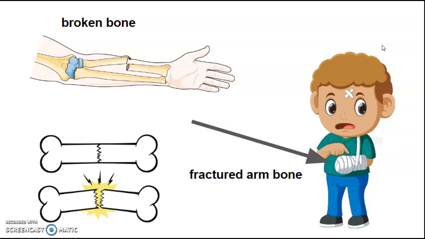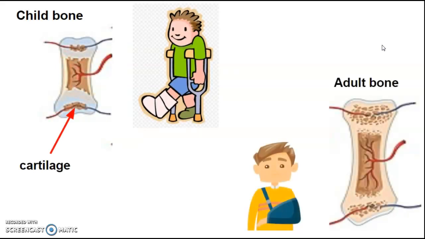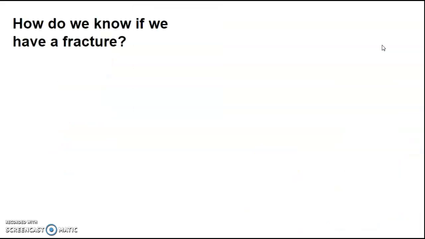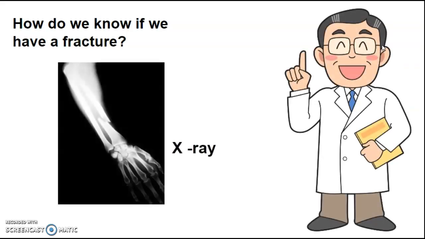Compared to adults, children's bones are growing bones. They heal faster due to the cartilage in their bones. Now how do we know if we have a fracture or not? Well, doctors take a special photo called an X-ray to see if the bone is broken or not.